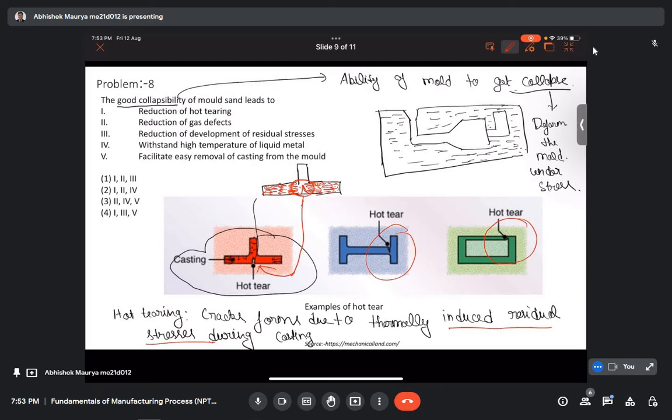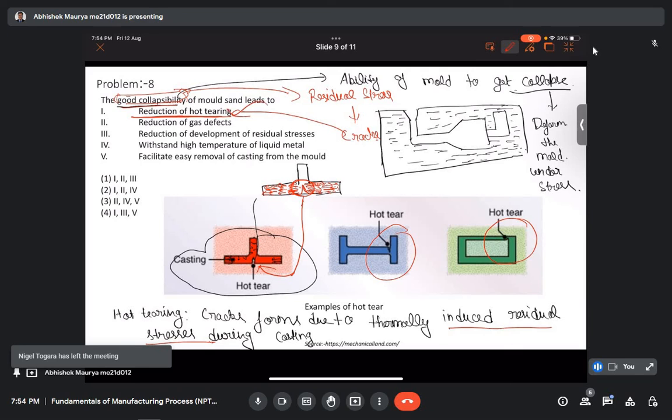Since the mold was not able to collapse, residual stress is induced, and after a certain point the residual stresses become too high and form cracks. These cracks are called hot tearing. So the first option is correct: good collapsibility means reduction in hot tearing. If the mold has the capability to collapse, then we can prevent hot tearing. So this is the correct option.